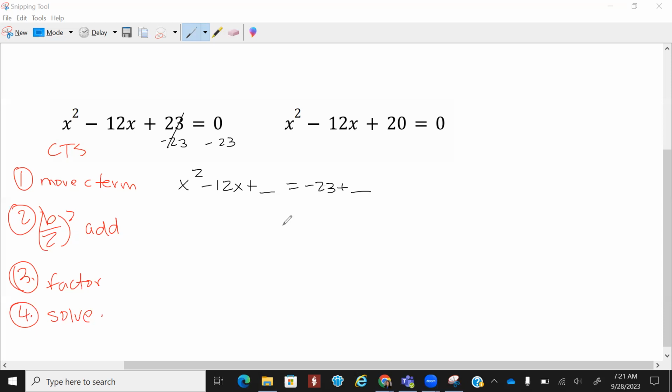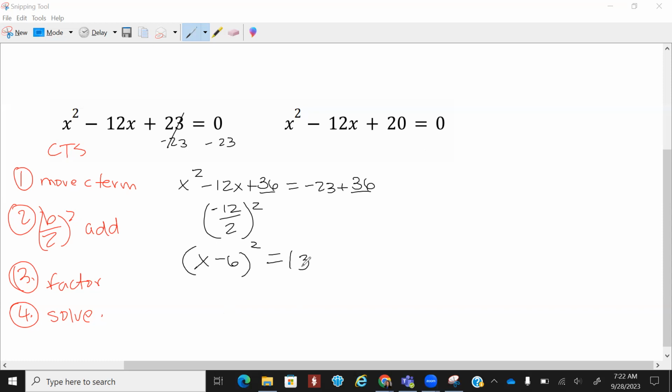Now we're going to take our B term, divide it by 2 and square it. What's negative 12 divided by 2? Negative 6 squared is? Okay, good. So now we're going to factor. The way we factor is we say x and then whatever b divided by 2 is. So what's negative 12 divided by 2? Negative 6. And we're going to square that. On the other side, we're going to simplify. Negative 23 plus 13 is what? 13.